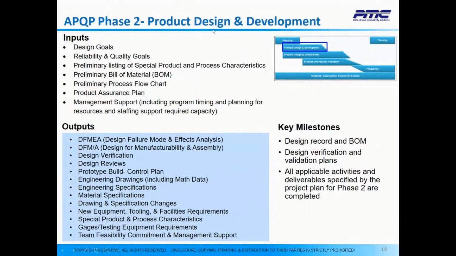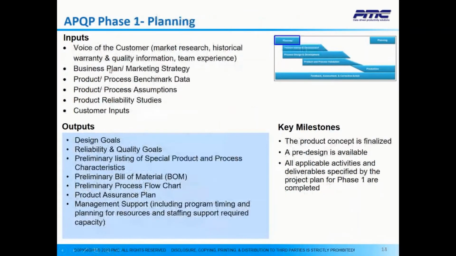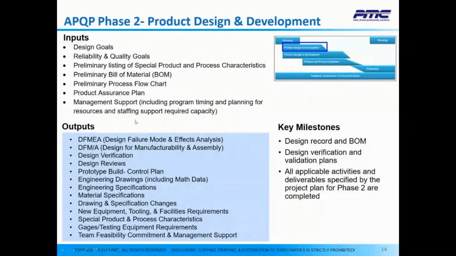In phase two, product design and development, just keep in mind that all the outputs in phase one become inputs in phase two, so no need to repeat those. Because the phases are connected to one another, using those inputs, we expect our DFMEA, the Design Failure Mode and Effects Analysis, DFMA, Design for Manufacturability and Assembly, Design Verification, Design Reviews, Prototype Build Control Plan, Engineering Drawings, New Equipment, Tooling, and Facilities Requirements, Gauges or testing equipment requirements, and so on and so forth.